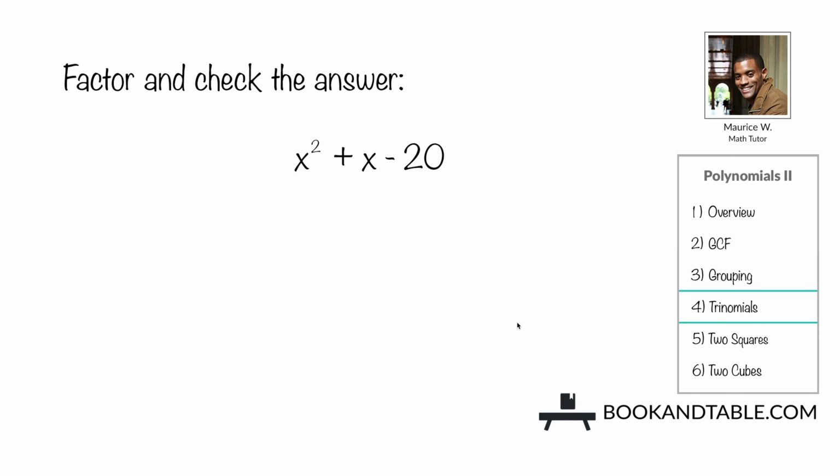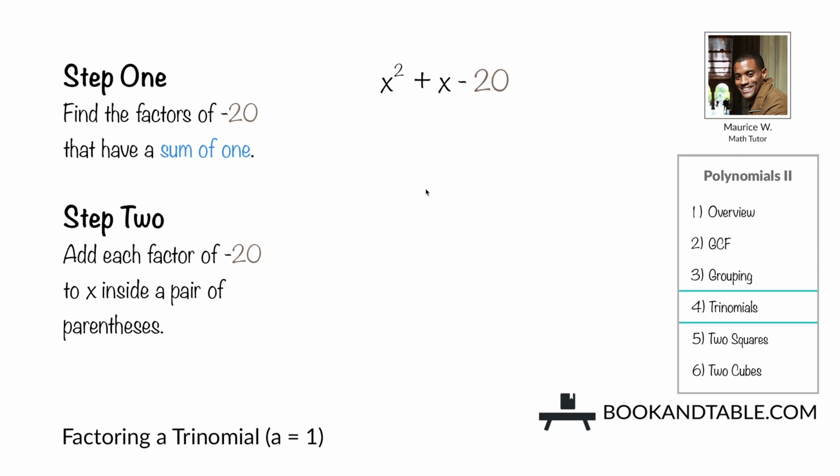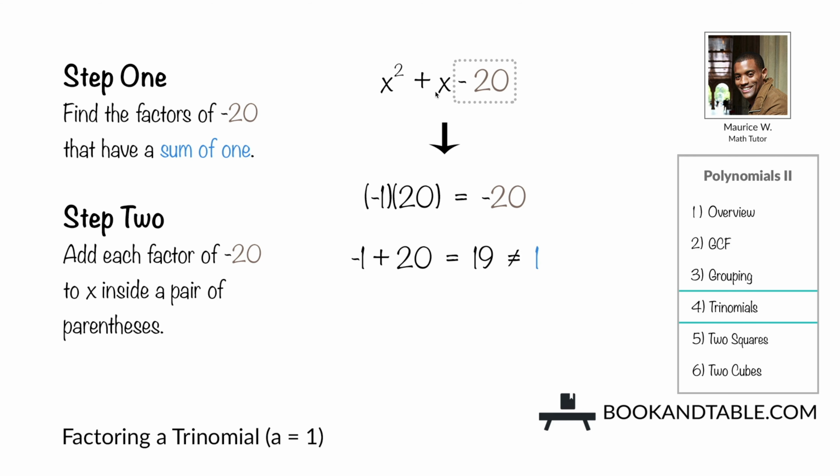So let's say you're asked to factor and check the answer for x squared plus x minus 20. The first step is to consider the factors of negative 20 and to find the pair of factors that have a sum equal to the coefficient of x, which in this case would be positive 1. So we start with negative 1 times 20. That would give us a product of negative 20. But when we add those two factors together, we would get negative 1 plus 20, which is equal to positive 19. And that does not equal the coefficient of x, which is positive 1.